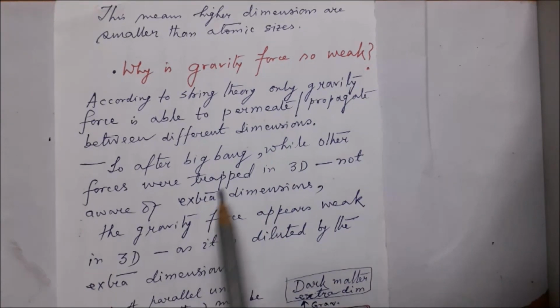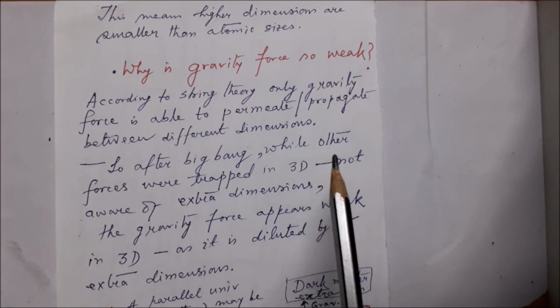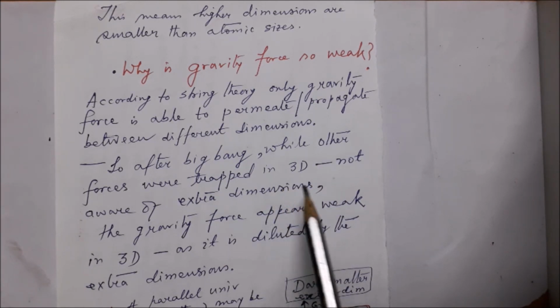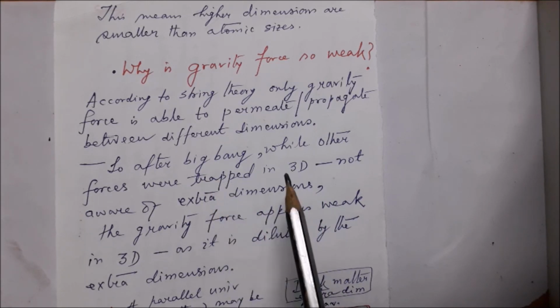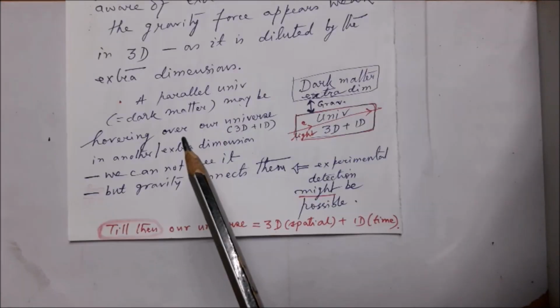So after the Big Bang, as the superforce separated, the three forces, the strong force, the electromagnetic force and the weak force, got trapped in 3D, the visible world, as they did not have the gate pass to move into extra dimensions. It is gravity force that can move everywhere. So in the process, gravity force got diluted as it has to take care of all the dimensions, the extra dimensions, in addition to the three-dimensional visible world.